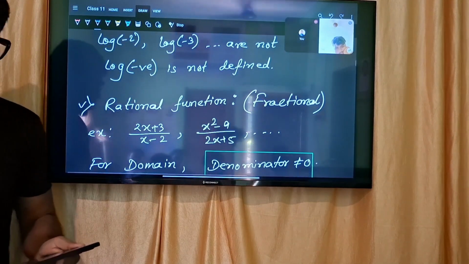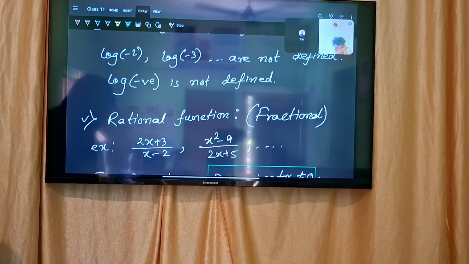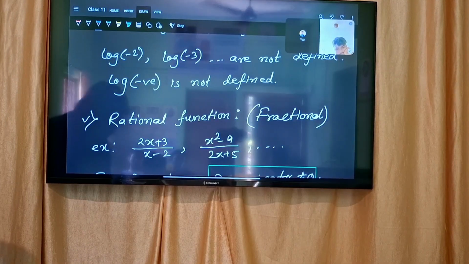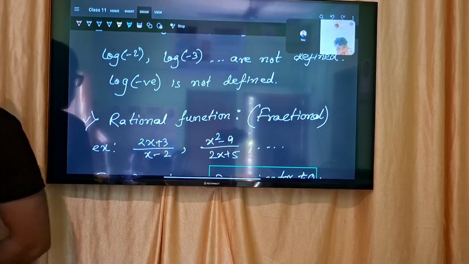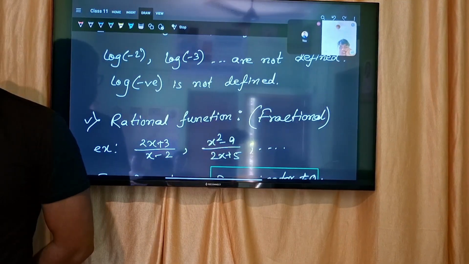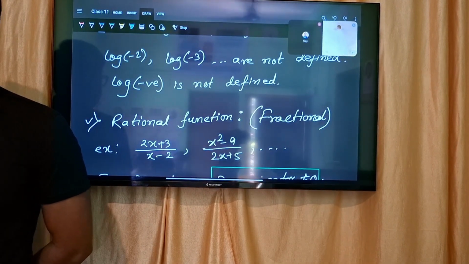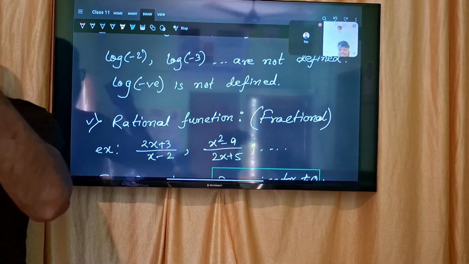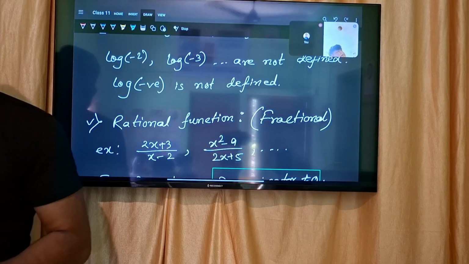Okay? What is meant by rational function? Rational means fractional algebraic terms. So rational function will be 2 types. When you studied fractions, how many types of fractions were there?